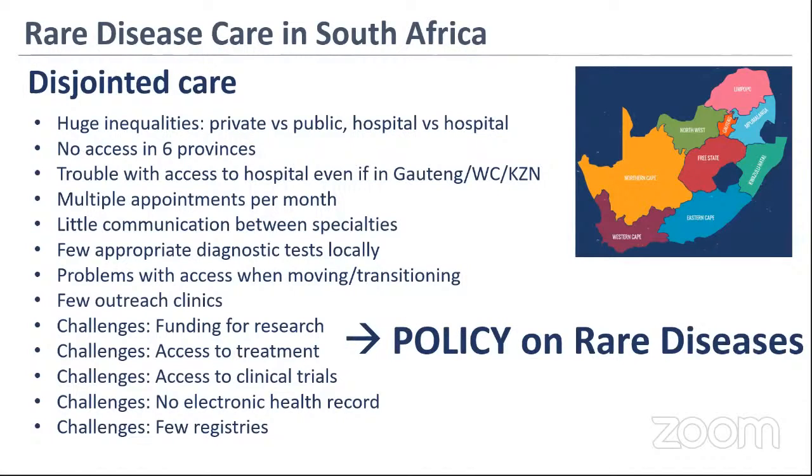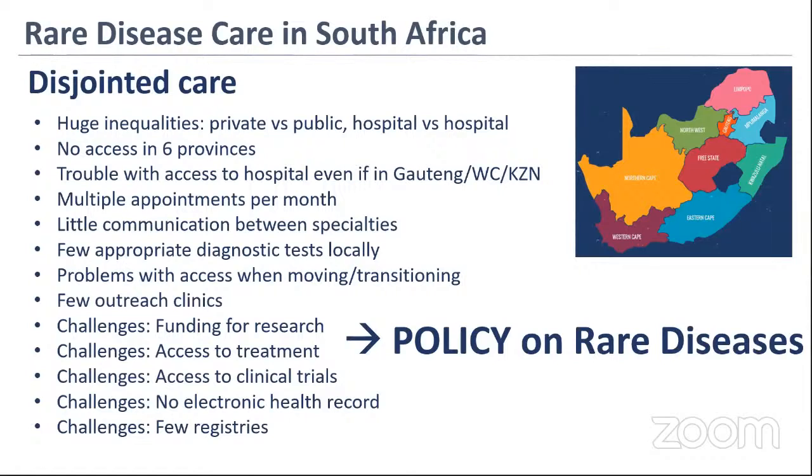Families face many challenges with coming to hospitals, so things are not coordinated. They have multiple appointments per month. There's little communication between the specialties. There are few appropriate diagnostic tests available locally, and they face problems with access when moving not only from hospital to hospital or province to province, but also when transitioning from pediatric care into adult care.